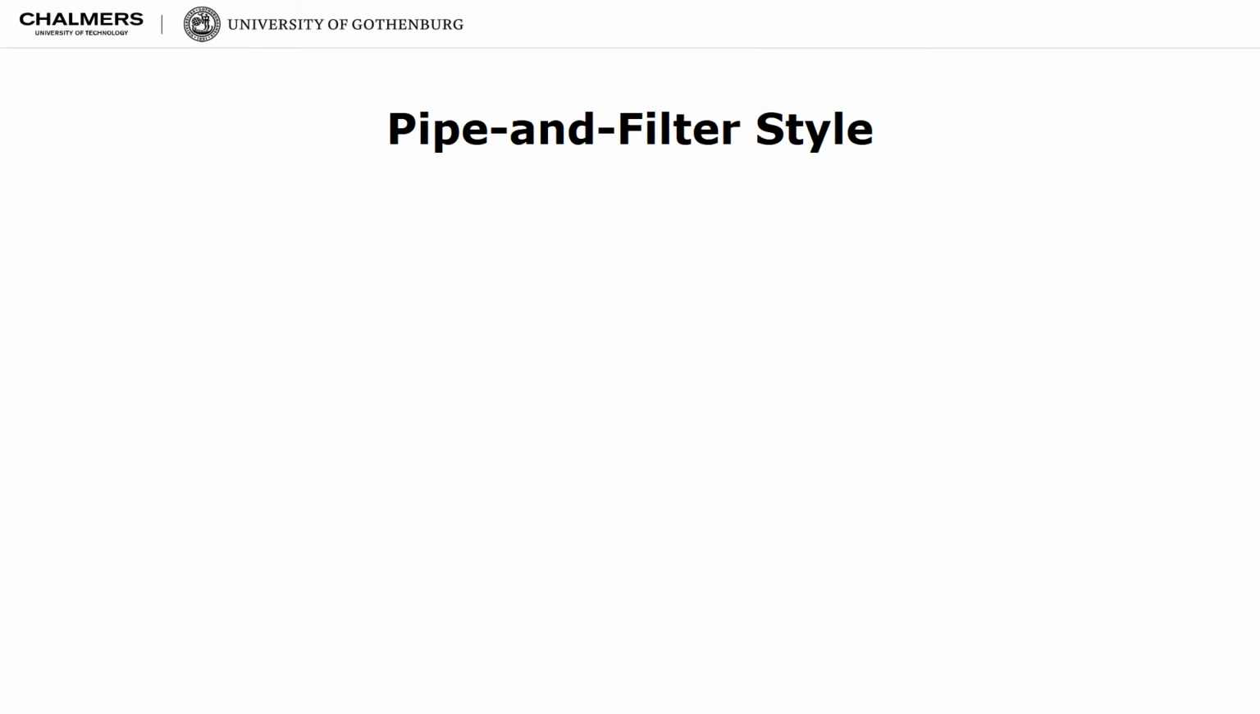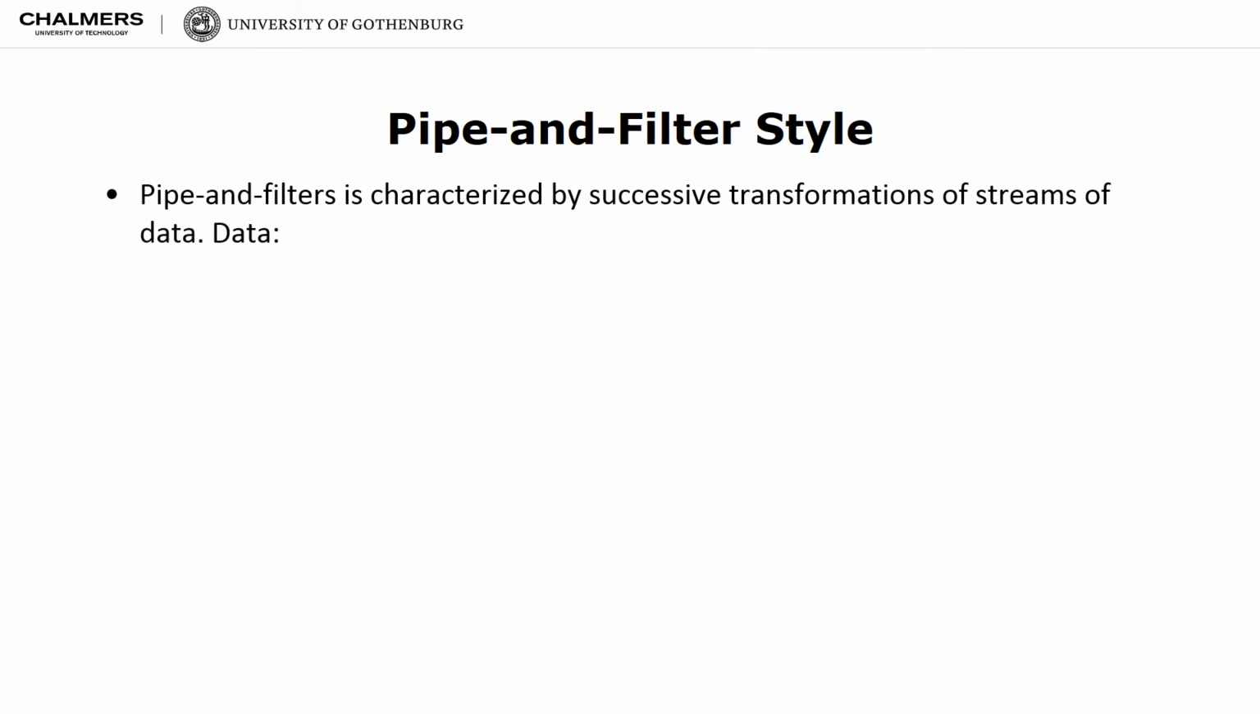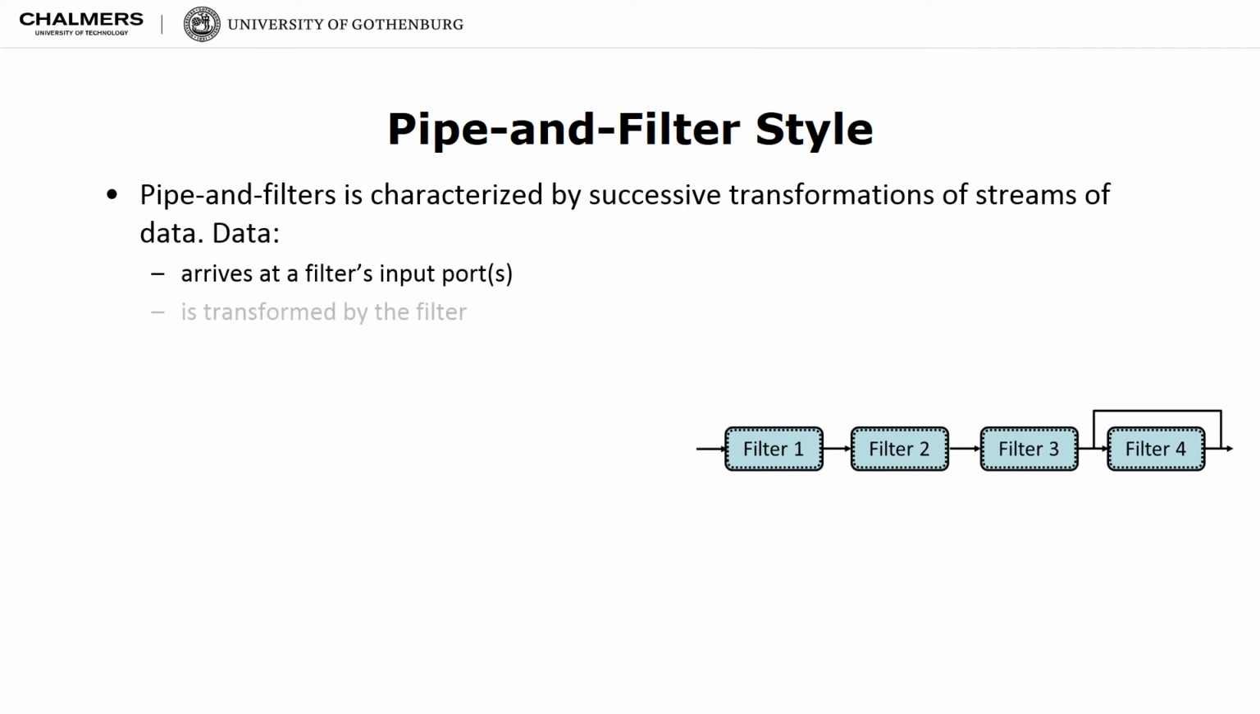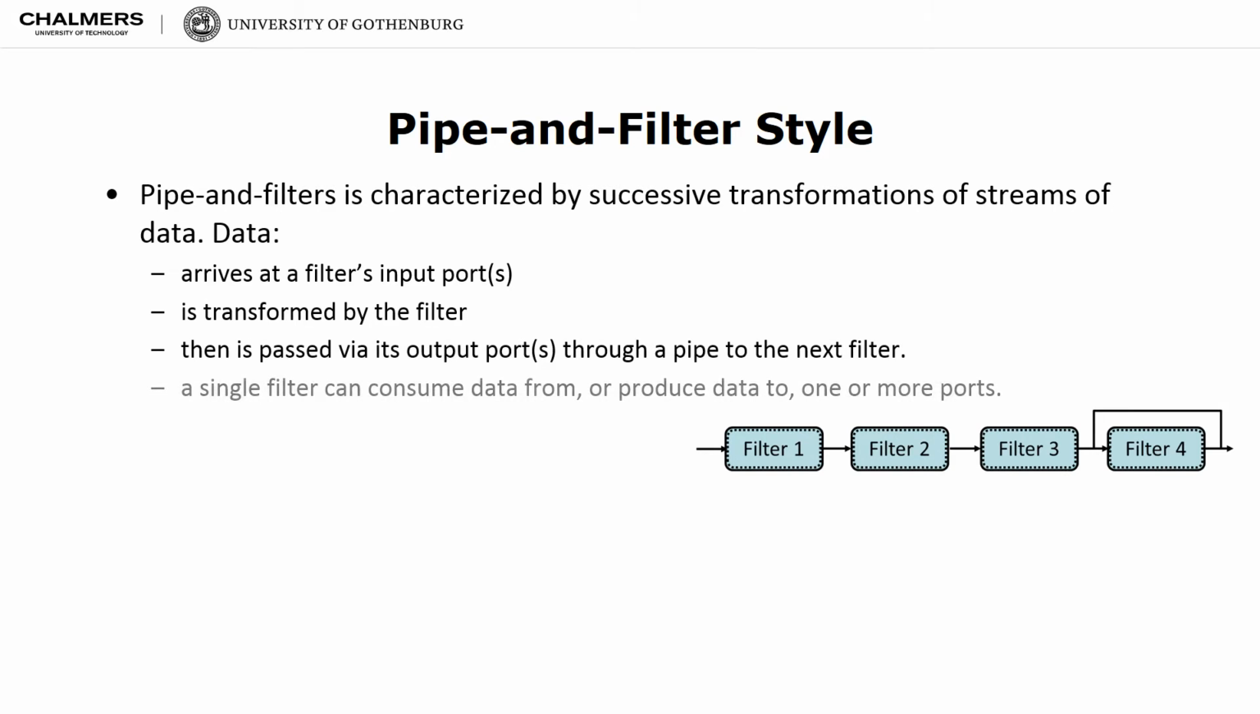Pipes and filters style is a very simple yet powerful architecture that is also very robust. It consists of any number of components or filters that transform or filter data before passing it on via connectors or pipes to other components. The filters are all working at the same time. The architecture is often used as a simple sequence, but it may also be used for very complex structures.